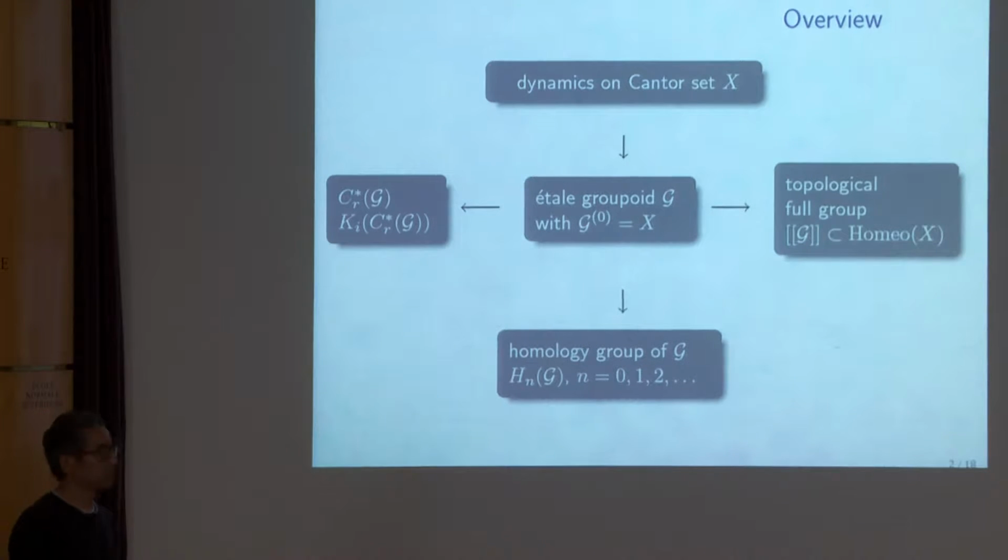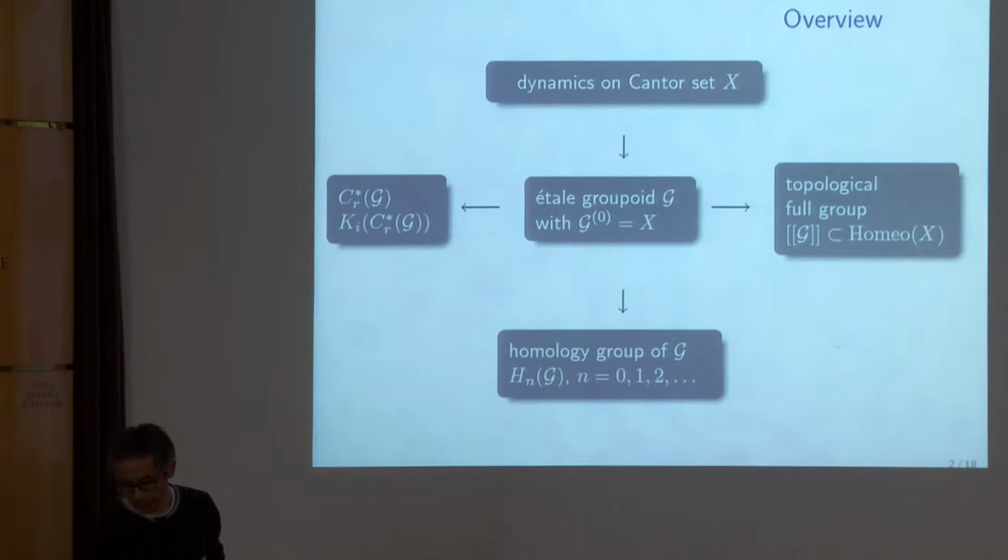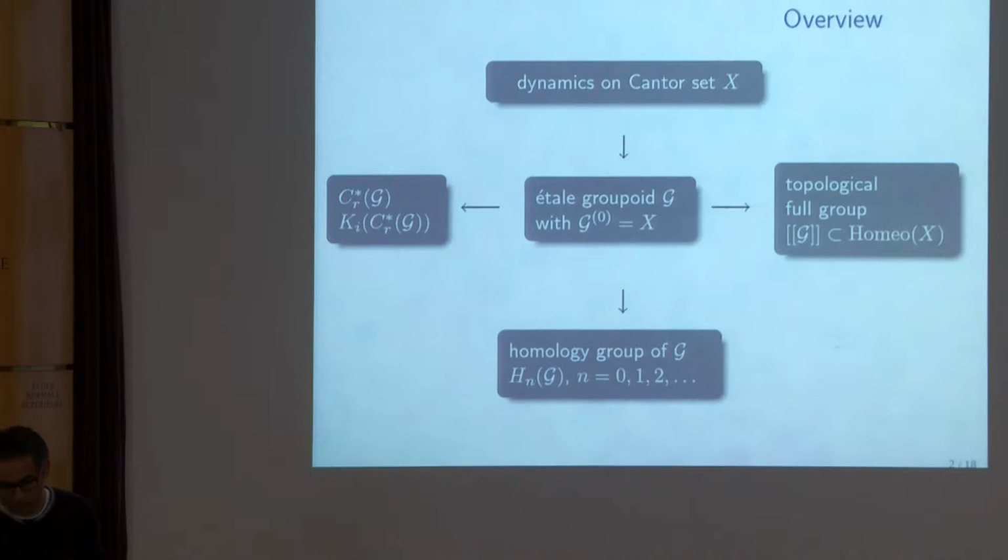This is a subgroup of the homeomorphism group on X. It is not abelian at all, but it's a countable discrete group. Recent many studies show that these topological full groups provide us very interesting examples of discrete groups. So I'm interested in these pictures.